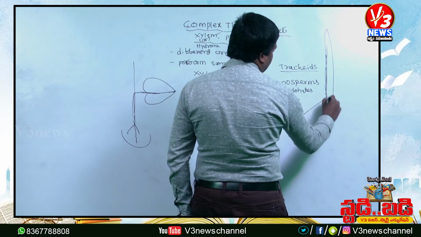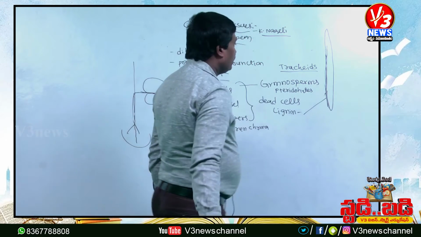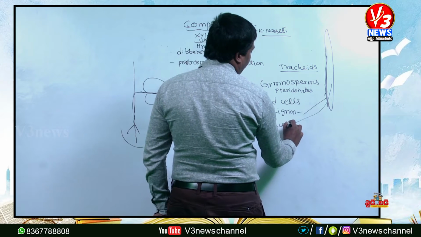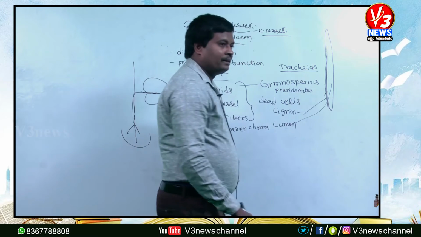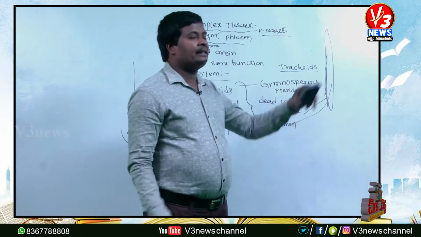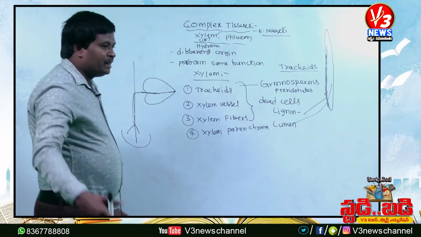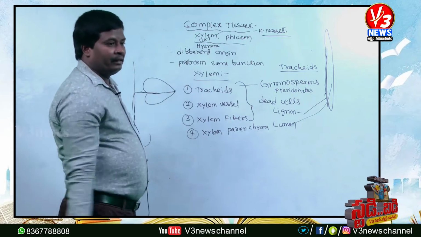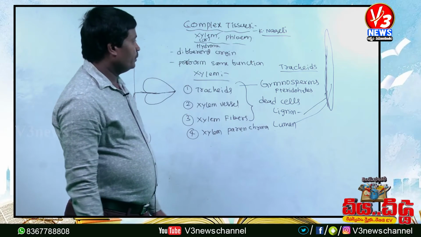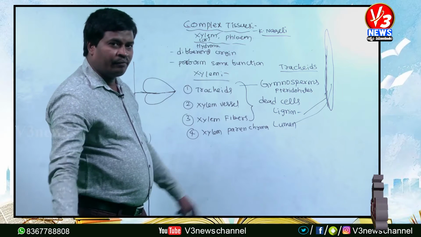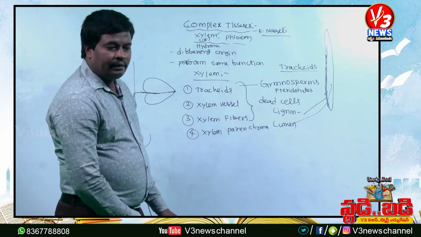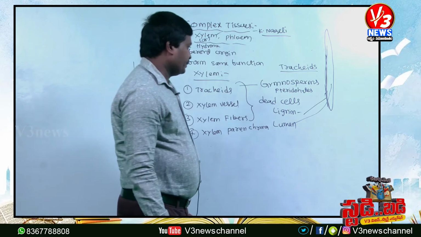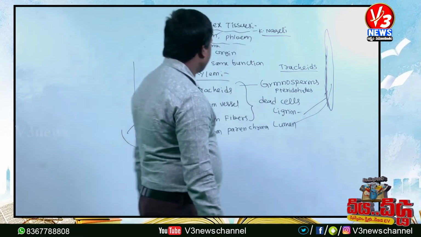This is called lignin. Then the empty space is called the lumen. There is no protoplasm. Instead of protoplasm, what is present inside? Empty space. In the empty space, water is conducted from the root to the leaf. Gymnosperms and pteridophytes are green plants that perform photosynthesis. So this is about the tracheids.